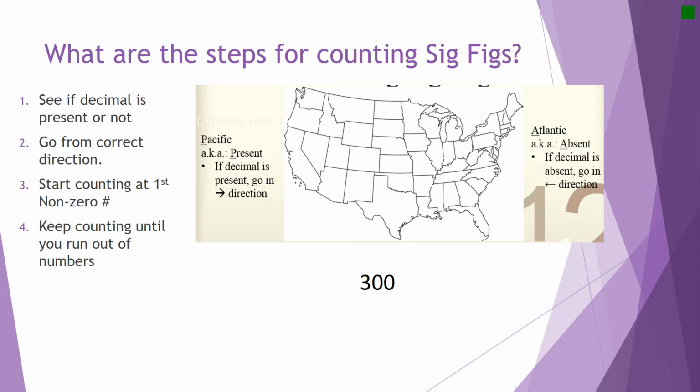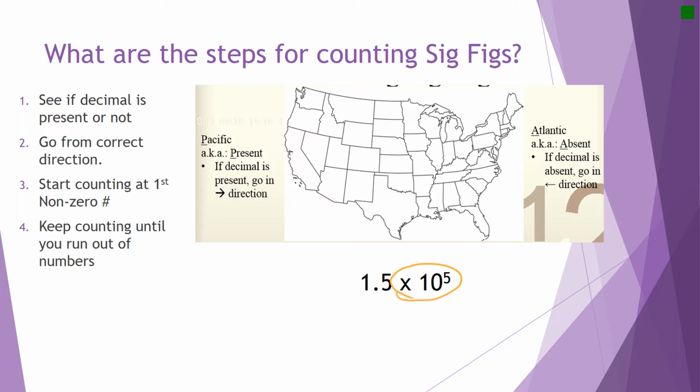Okay, so is it decimal present? Nope. So it's on the absent side, so we're going to work our way in here. Start counting at the first non-zero, keep counting until you run out of numbers, so this would have 1 sig fig. 1.5 times 10 to the 5th. So this is scientific notation.